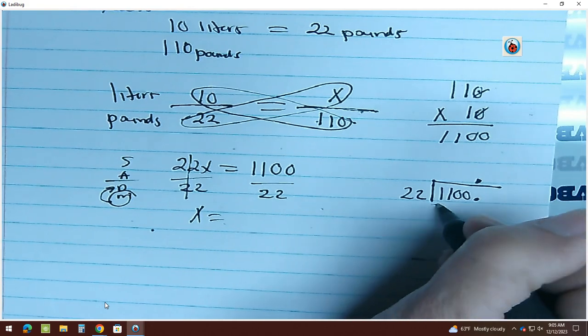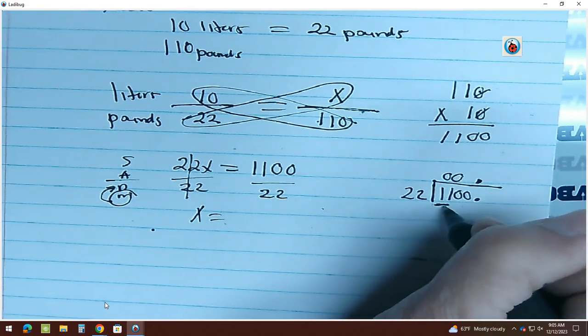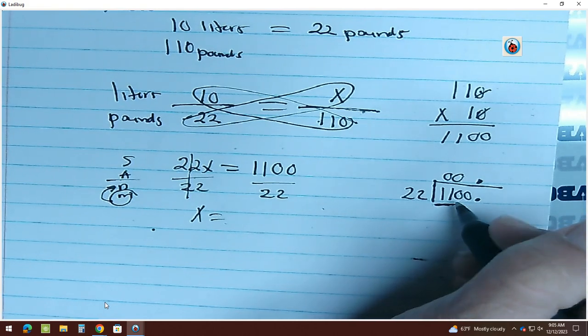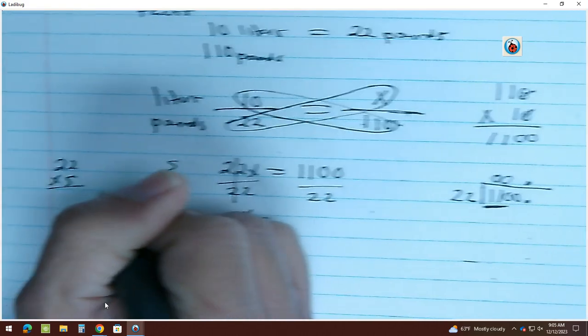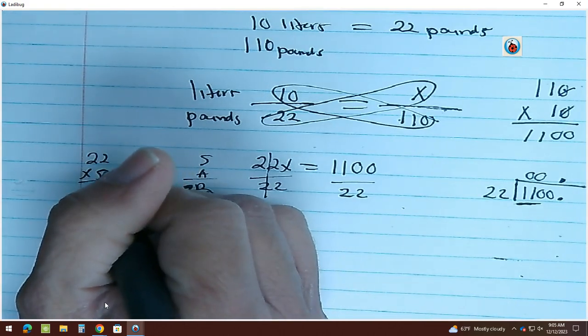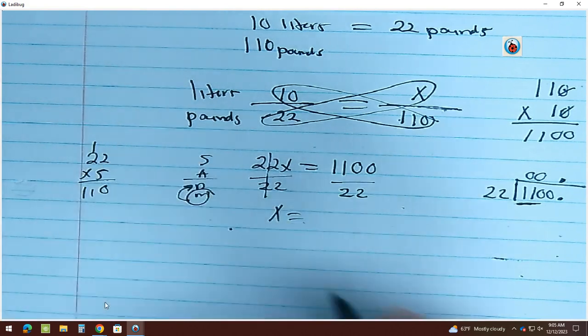Now we go in order. 1, is that enough? No. 11, is that enough? No. 110, is that enough? Yes. I have to guess, and you want to guess 5. Yesterday somebody guessed 7 and it was too high, so we just go lower. But it's going to be 5. Perfect, it is 5.